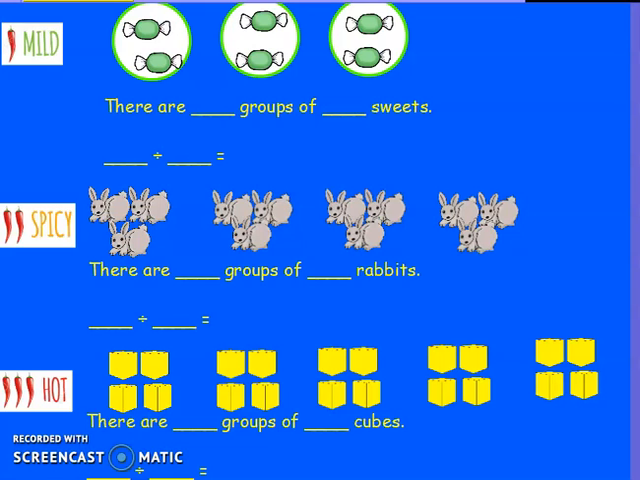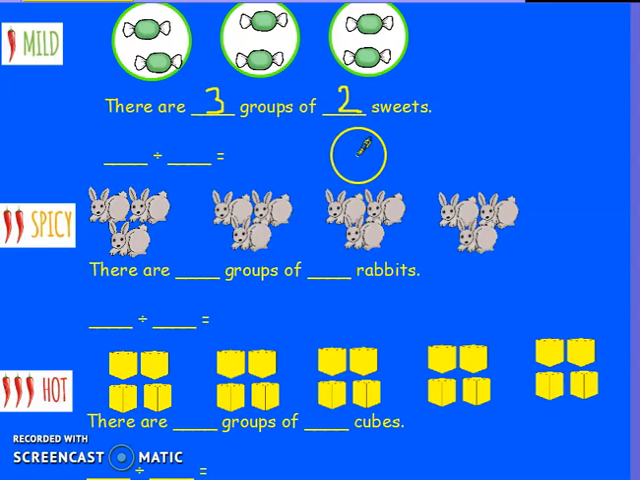Well done. I hope you've had a go at those challenges. Let's have a look at the first picture. For mild, there are so many groups of so many sweets. Let's have a look. We've got 1, 2, 3. There are 3 groups. How many sweets are in each group? 1, 2. There are 3 groups of 2 sweets.